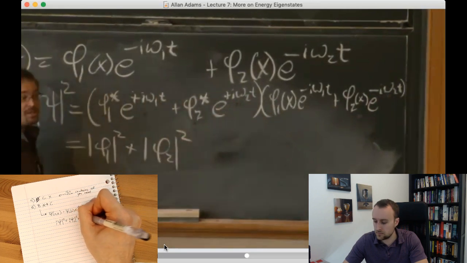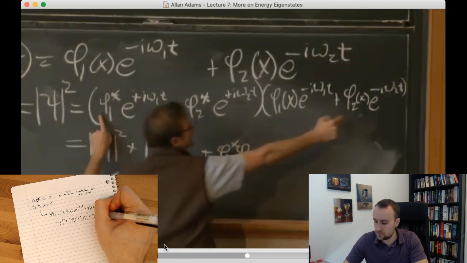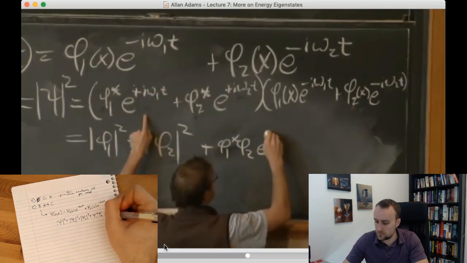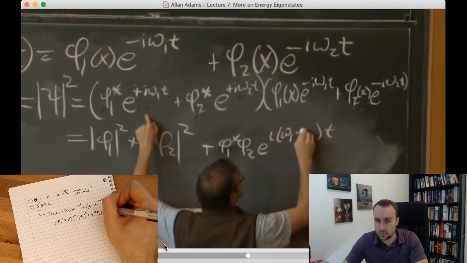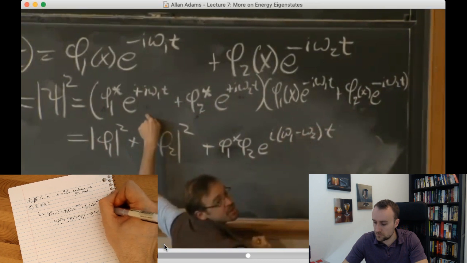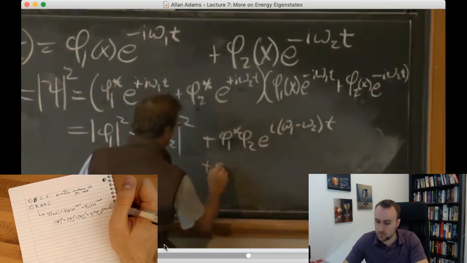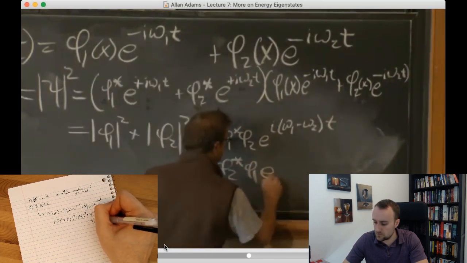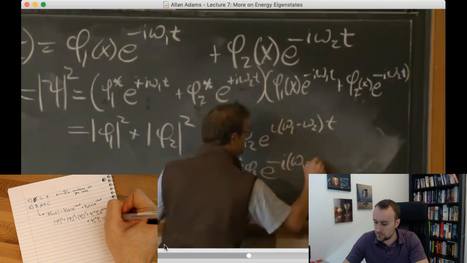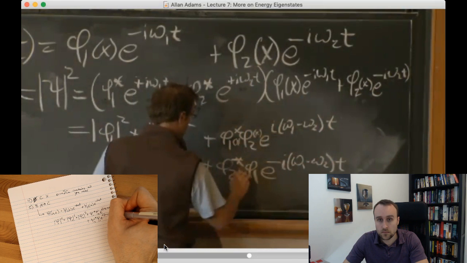But then there are two cross terms, the interference terms, plus phi 1 complex conjugate phi 2 e to the plus i omega 1 t and e to the minus i omega 2 t. So we have a cross term which depends on the difference in frequencies. Frequencies are like energies modulo h bar, so it's the difference in energies. And then there's another term, which is the complex conjugate of this, phi 2 complex conjugate times phi 1, and the phases are also the complex conjugate, e to the minus i (omega 1 minus omega 2) t.